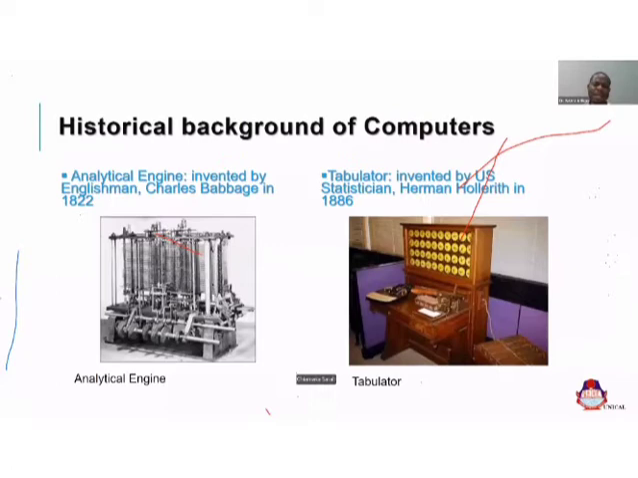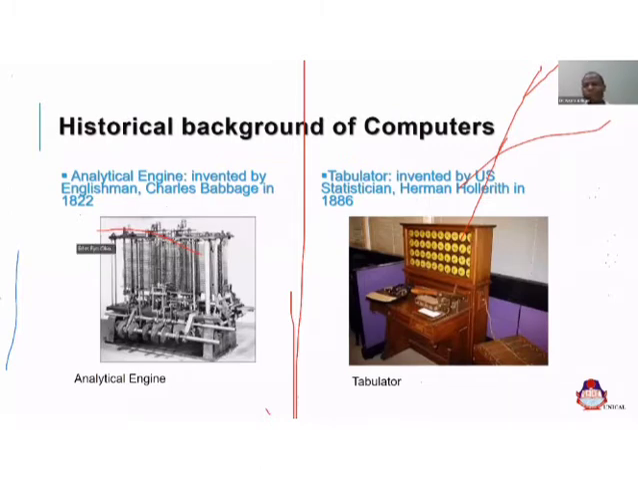After the analytical engine, we have the tabulator. The tabulator was developed by an American statistician, Dr. Herman Hollerith, in the year 1886. Because of the efficiency of the tabulator, this machine was deployed in the 1890 census of the USA. It reduced the time of computing the American census by about three quarters, what used to take them several years to accomplish.